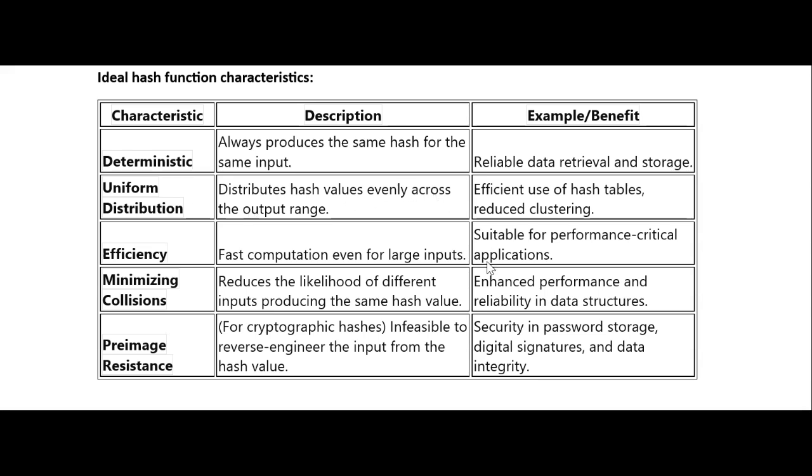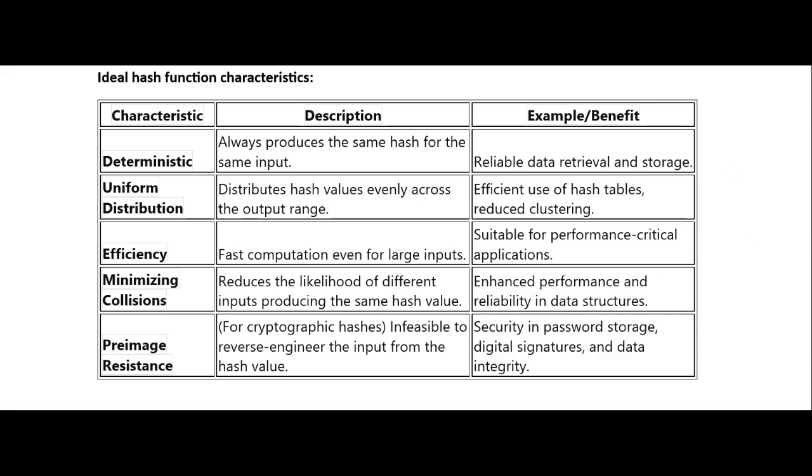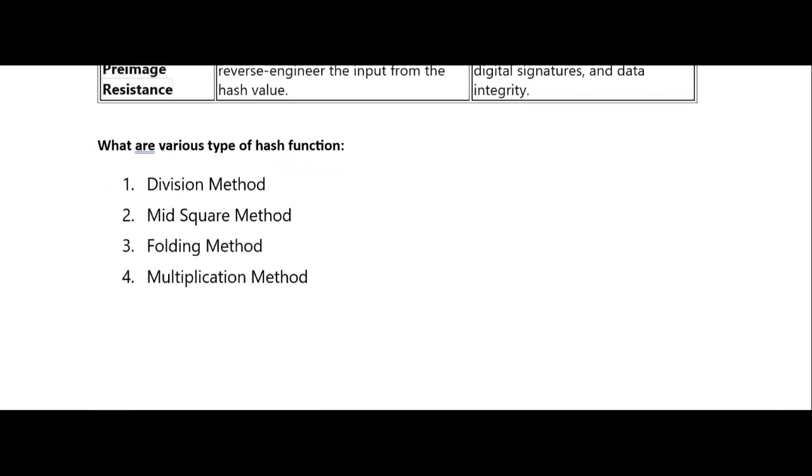Yeah, the last characteristic is pre-image resistance. So this is for the cryptographic hashes. It should be infeasible to reverse engineer the input from the hash value. So a hacker or somebody should not be able to reverse engineer the hash value and get the input. So the hash function should do that. And for example, we should be able to give security in password storage and digital signatures and data integrity and so on. So next we'll see what are the various types of hash functions.